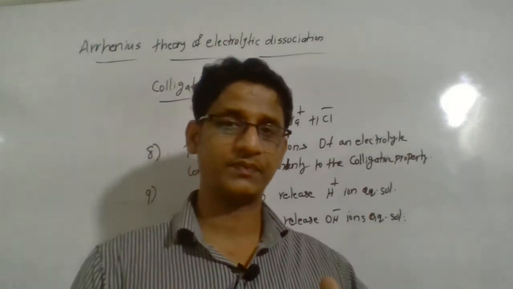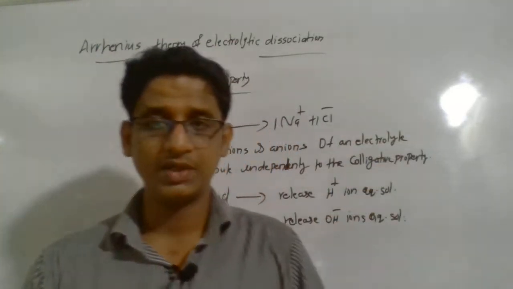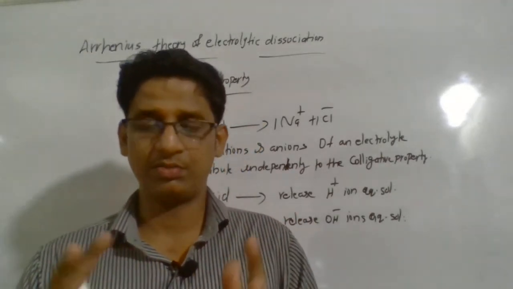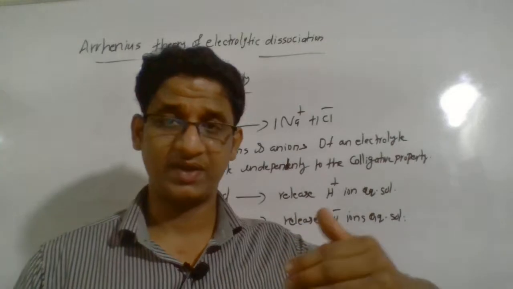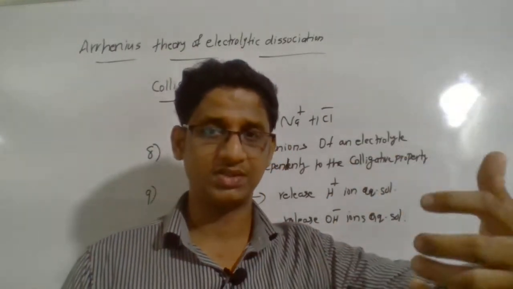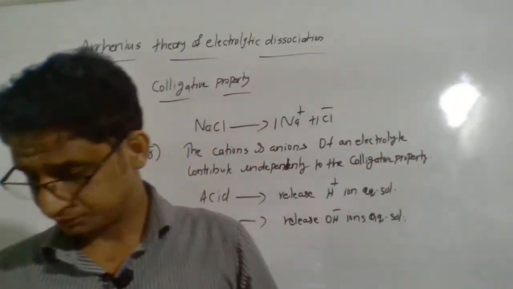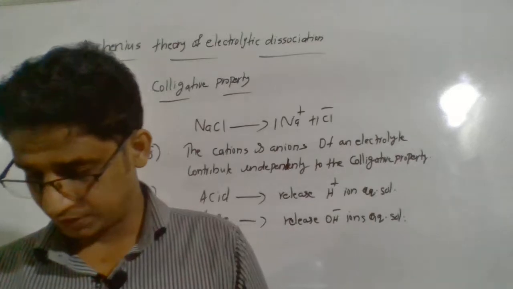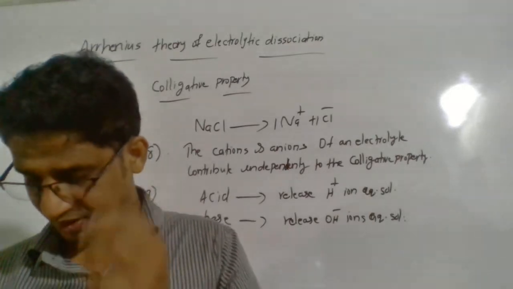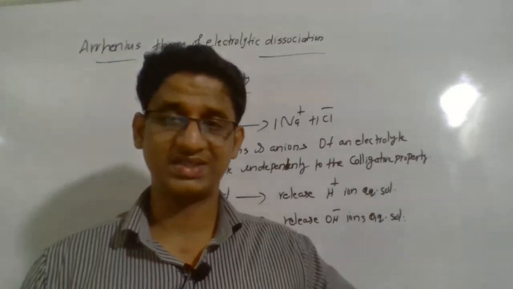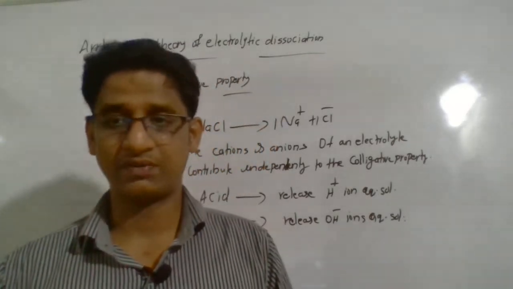Next point, at finite concentration, electrolytes are partially ionized. That's something we can only understand in terms of weak electrolytes, because weak electrolytes are partially ionized at moderate concentration, and the degree of ionization increases on dilution, and it depends on temperature and the nature of the electrolyte as well. Next point, the extent of ionization varies with the concentration, becoming greater with increased dilution. As the dilution increases, the extent of ionization also increases.